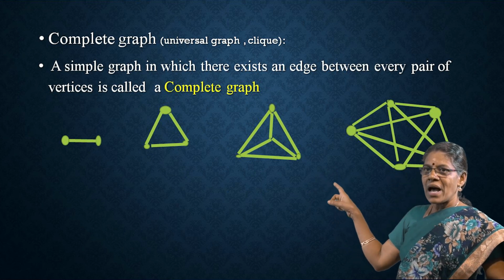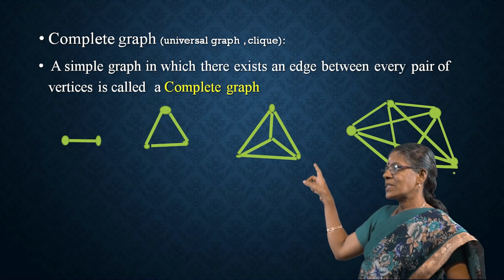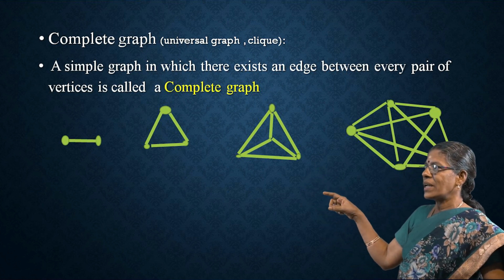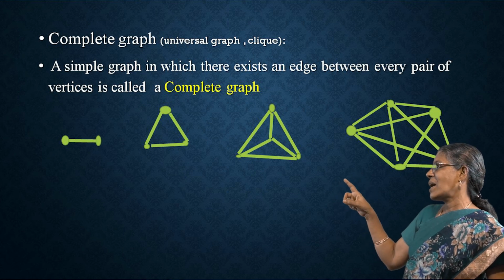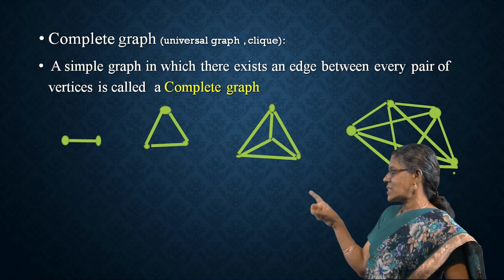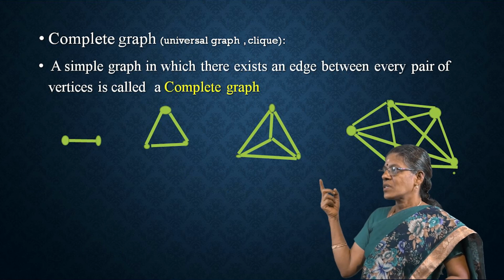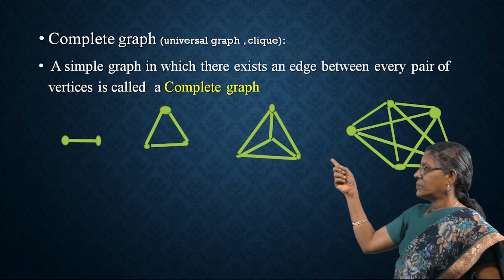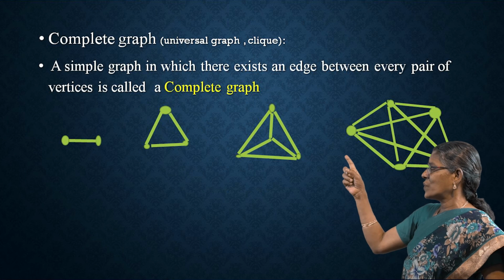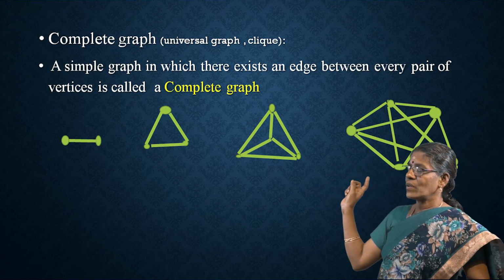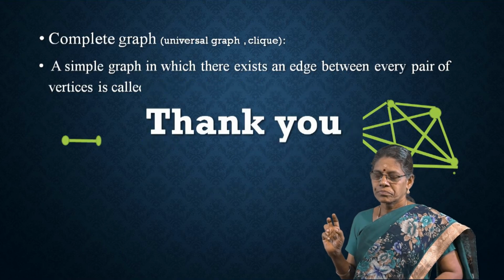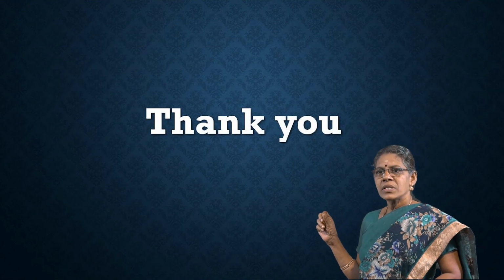Okay, complete graph. Another name is click, or universal graph. Complete graph, another name is what? Universal graph or clique. So here examples of the complete graph with 2 vertices, 3 vertices, 4 vertices and 5 vertices are given. Okay. Next, the remaining we will see tomorrow. Okay.